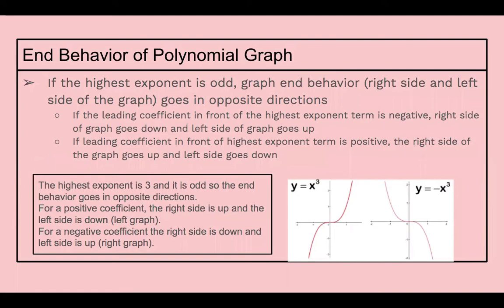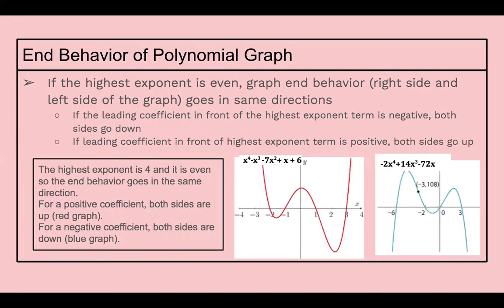When building a roller coaster, it is important to know the end behavior of the graph the roller coaster is based on. If the highest exponent is odd, the ends of the graph go in opposite directions. If the leading coefficient, or the number in front of the term with the highest exponent, is negative, the right side goes down and the left side goes up, as seen on the graph on the right. If the leading coefficient is positive, it's the opposite, as seen on the graph on the left.